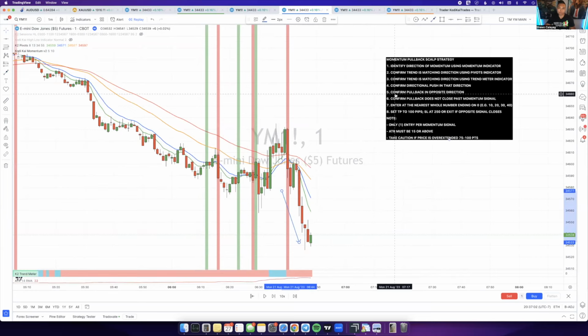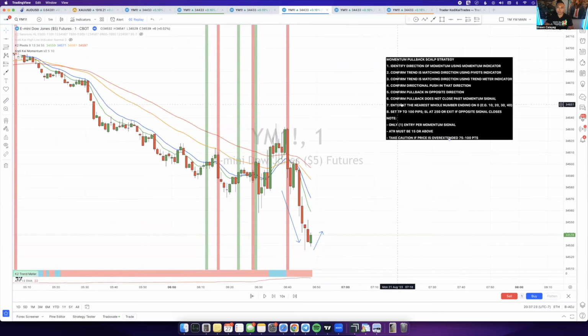Next, you can move on to step five. You want to confirm a pullback in the opposite direction. It doesn't have to be a big pullback or a small pullback. It just needs to be a pullback. So with that said, price pushed in this direction, and we got a green candle right here. This is going to confirm the retracement. So with that said, we have steps 1, 2, 3, 4, and 5 met.